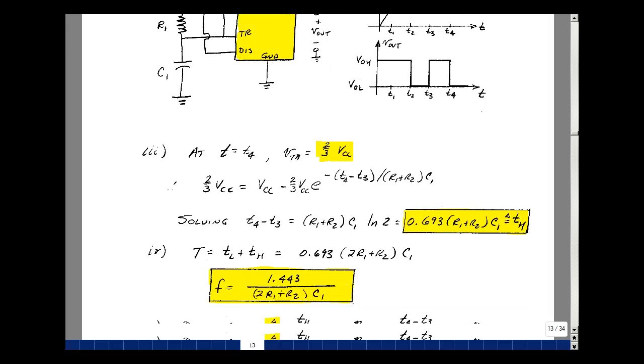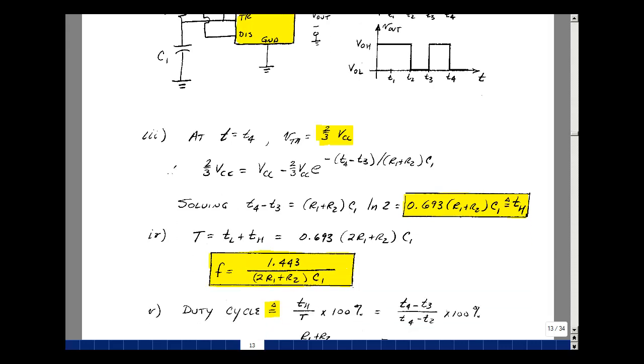So the period of this would be the summation of the last two results. So we have this term here added to 0.693 R1C1. Adding those two together, I then get a common 0.693, a common C1, and then I have R1 twice, so 2R1 plus R2. Take the reciprocal of that, we get the frequency, and 1 over 0.693 is 1.443.